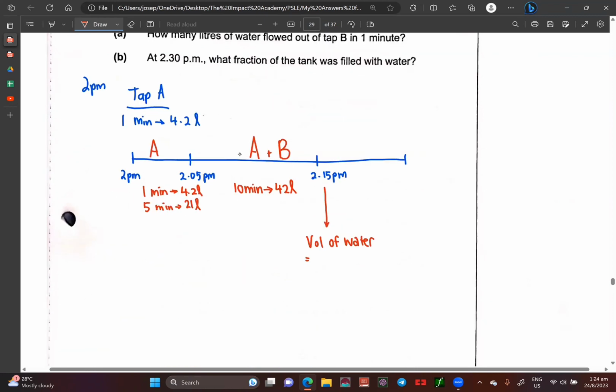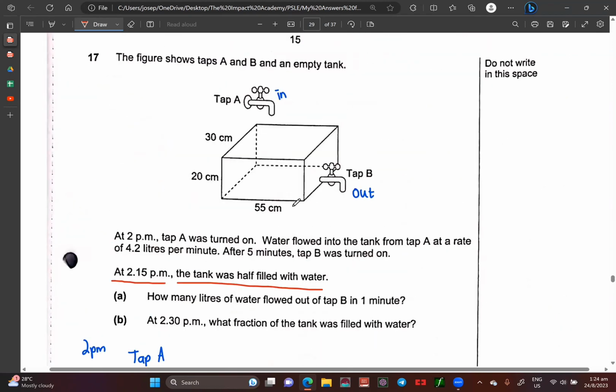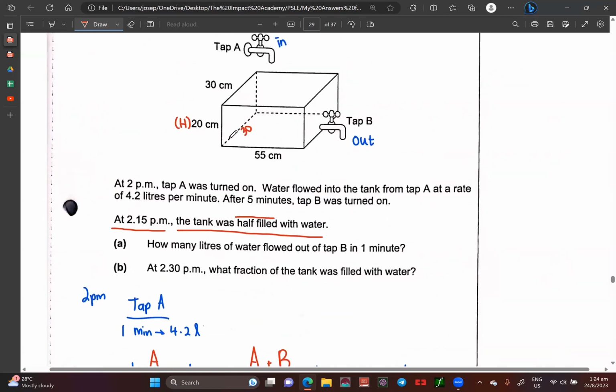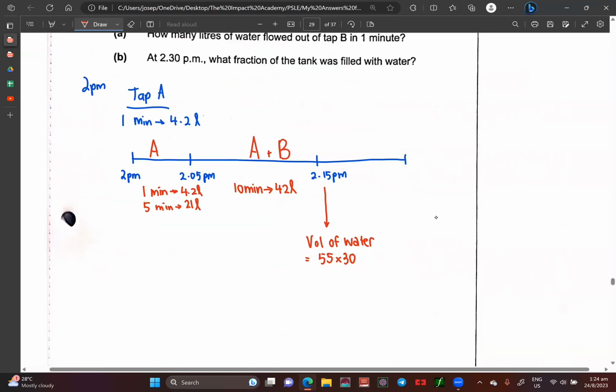All right, so we will do 55 times 30. Now, what is 55 times 30? That is the base area, because if this is 30, then this will be 30 as well. Correct? So this is the height of the tank. Because it is half filled, it will be half of the height. So 55 times 30 times 10 basically gives me 16,500 ml. At this juncture, I already have 16,500 ml.